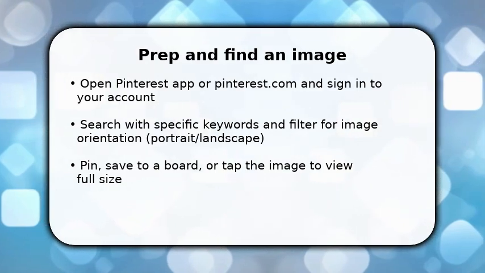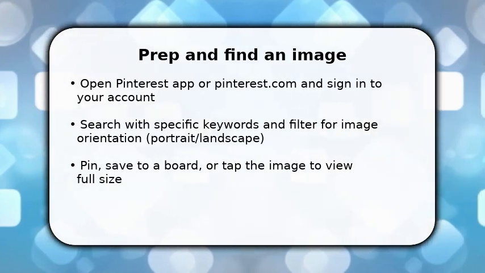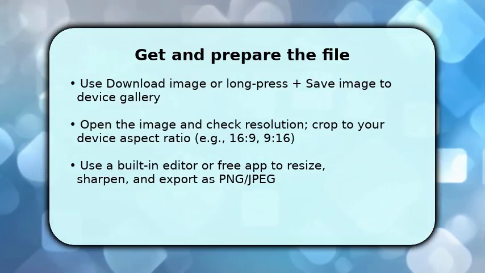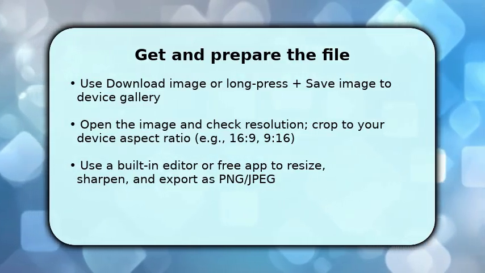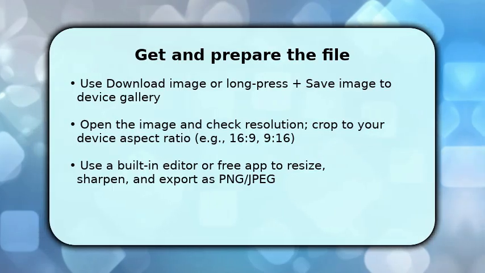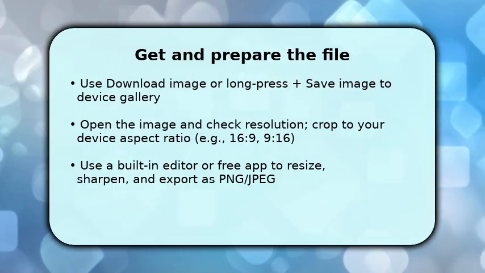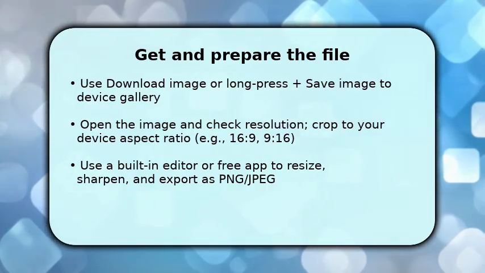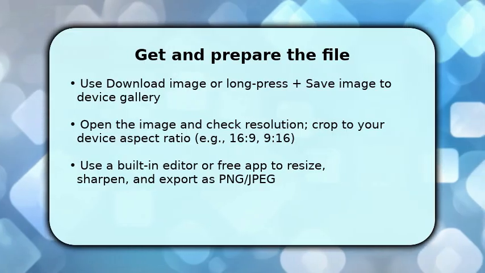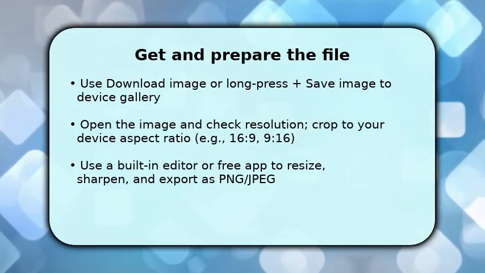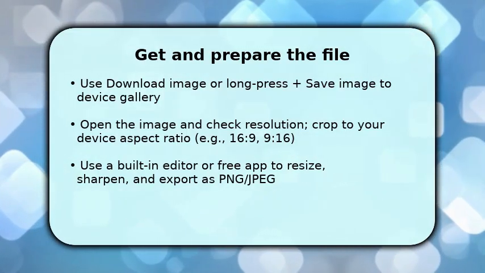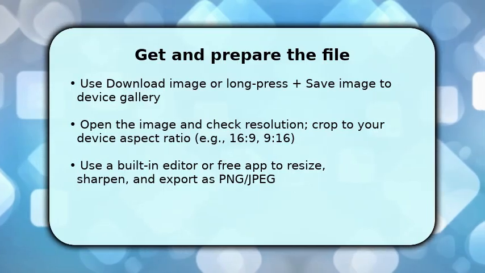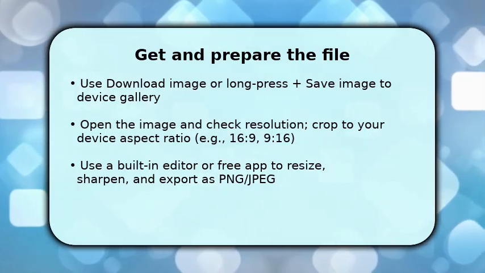Once the image is saved to your device, open it and confirm the resolution. Higher is better. Crop to match your screen's aspect ratio so important parts aren't cut off. For phones, that's often 9:16. If needed, resize slightly larger than screen dimensions and apply a light sharpen to retain clarity after scaling. Export as PNG or high-quality JPEG. Making these edits now prevents poor alignment or pixelation when you actually apply the image.